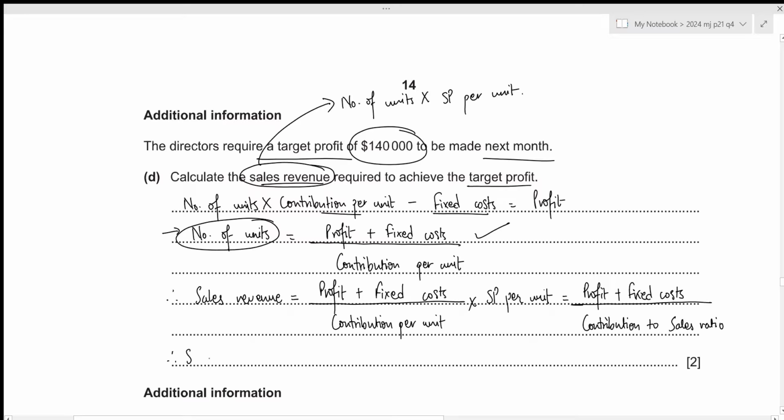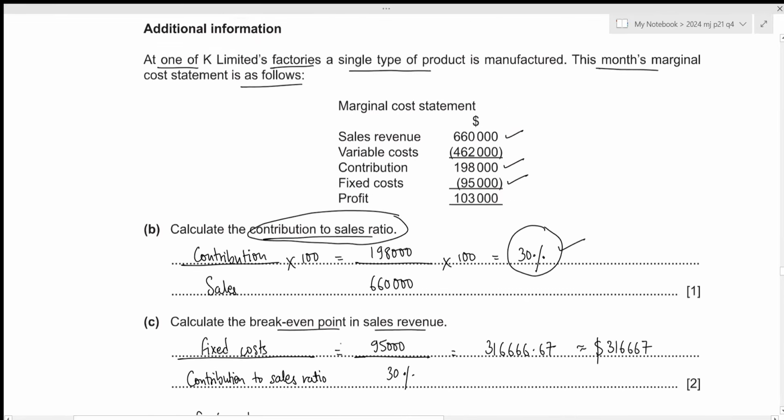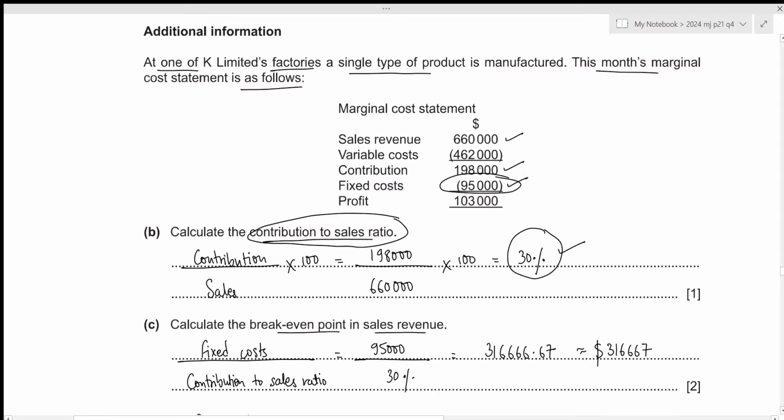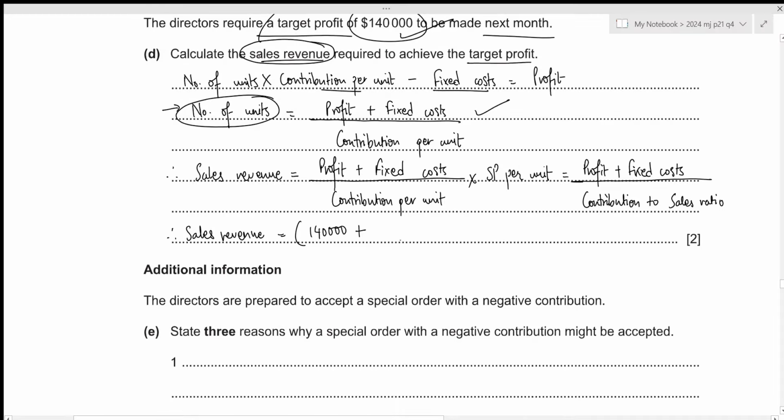So the sales revenue required is just going to be our target profit, which is given to be 140,000, plus our fixed cost, which was given above to be 95,000, and we calculated the contribution to sales ratio as 30%. So this will result in the required sales revenue to have the value of 783,333.33. So we can just round it up as 783,334. That is all for the fourth part.